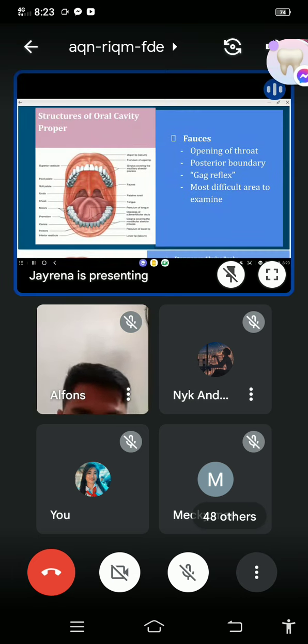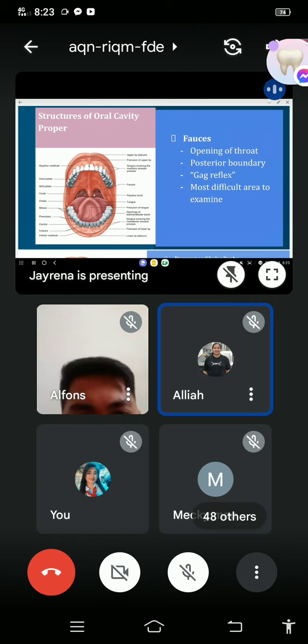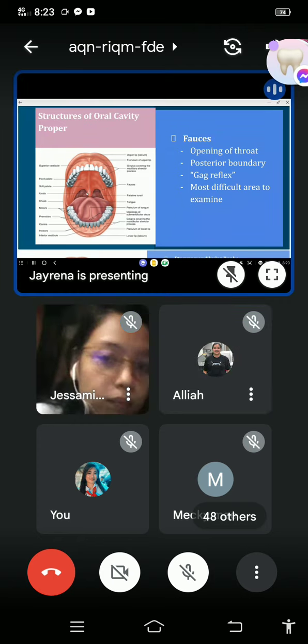Next is what do we call as fauces. These fauces are the opening of your throat. These are known as the posterior boundary. Again, why does it called as a posterior boundary? It is found where? Back. Sa likod. Okay.